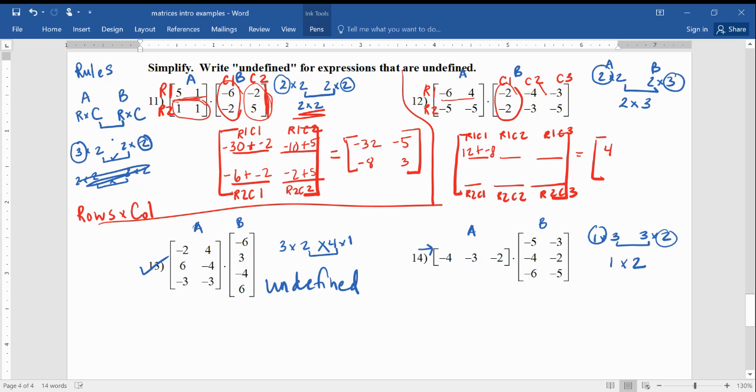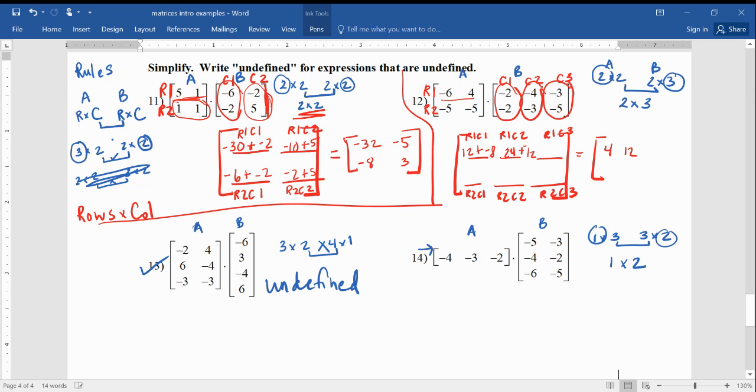Okay, row 1 times column 2. And you can go whatever order you want to go in, but you've just got to make sure you're multiplying the right things together to put them in the right location down here. All right, so negative 6 times negative 4 is positive 24 plus 4 times negative 3 is negative 12. That's going to reduce to a 12. One more.